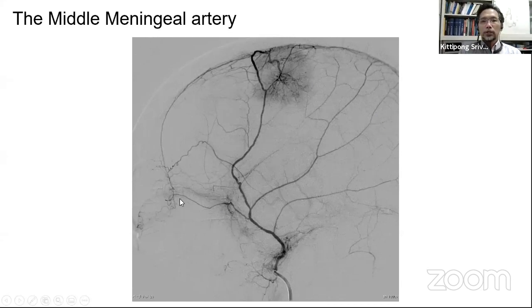Also, it has a connection to the orbit. You can see this is a vessel inside the orbit. It also has a connection to the posterior fossa. You might think the middle meningeal artery only supplies the superior tentorial area. No, it's not. It supplies the tentorium too, and also has connections all the way down to the posterior fossa. So it's a very major supply to the dural system. Okay, so you can see everything here.